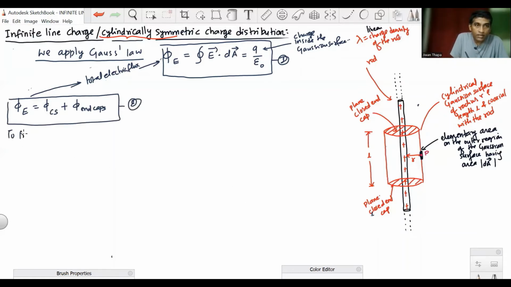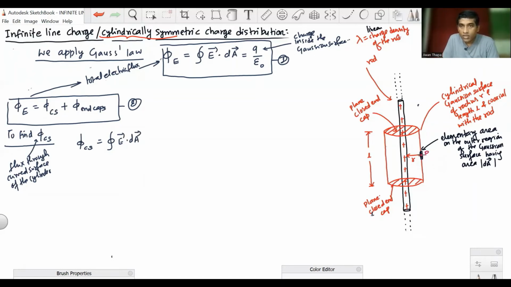Clear? Now to find this, what is this? This is flux through the curved surface of the cylinder. Now, as I said earlier, electric field on the curved surface, or at point P, is directed radially outward. And this is the resultant electric field at point P due to charges within the cylindrical Gaussian surface. Okay, so this is to be noted.